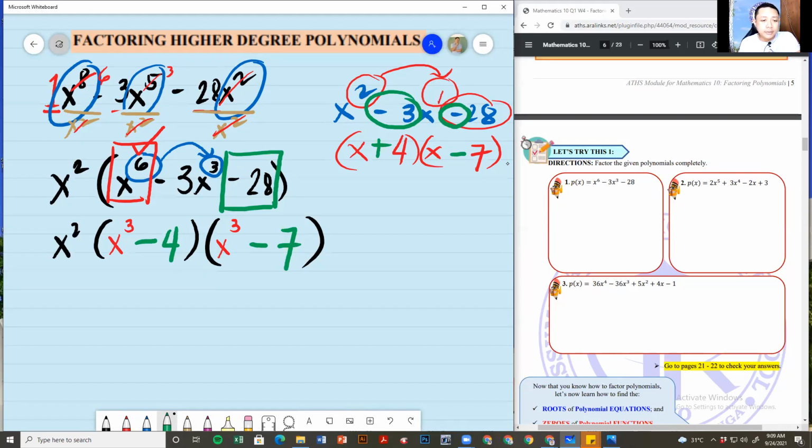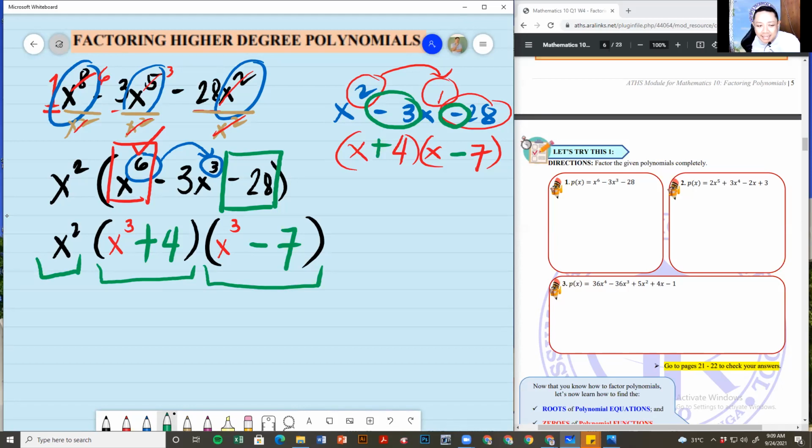Now, can we still factor this out further? Look at this. So far, we have 3 grouped factors: x squared, x cubed minus 4, and x cubed minus 7. Can we still factor this out further? Sir, but negative. I'm just checking if you are listening. That's positive. Very good. So, okay, going back.